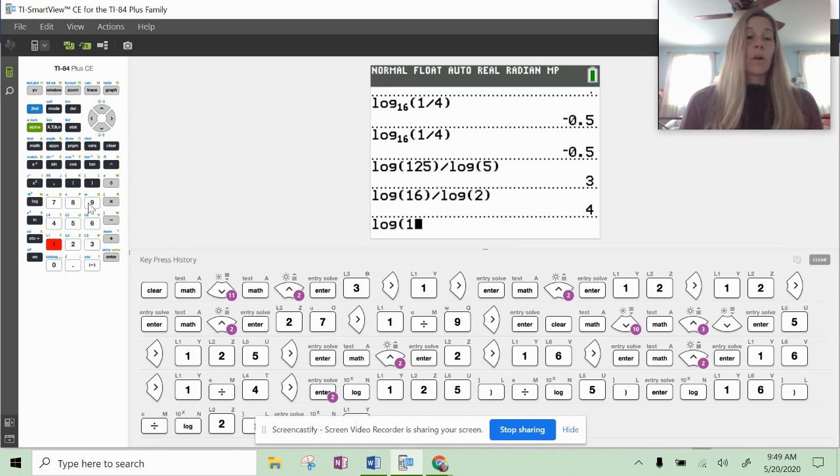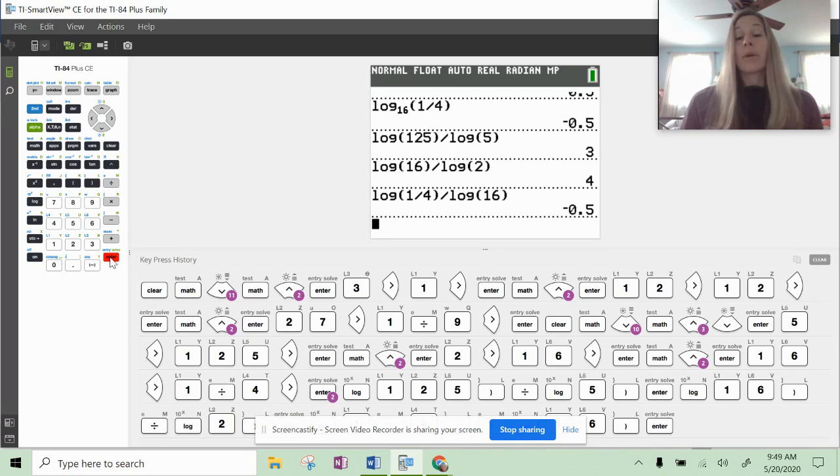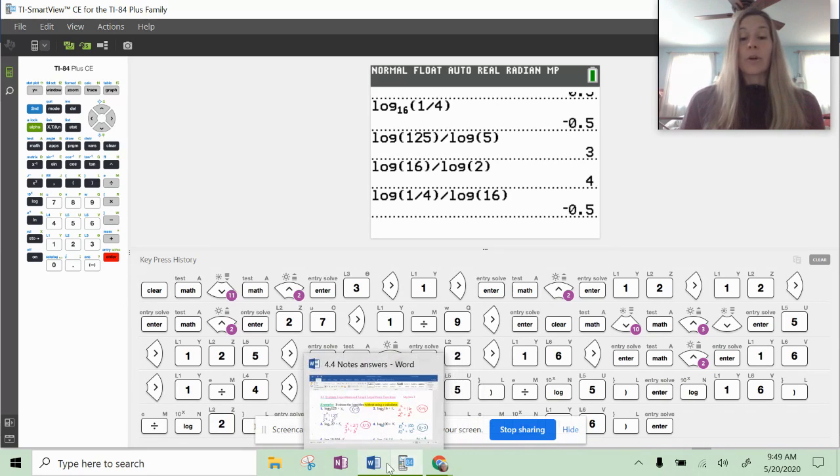I would do log, 1 divided by 4 goes in my parentheses. Then I'm going to divide that by log of my base, which is 16. And there I go, I get negative 0.5 again. So that's called the change of base formula. If you have an older calculator that still has the log key, but only for the common log, and you don't have that base that you can enter in, then you would have to use that feature.